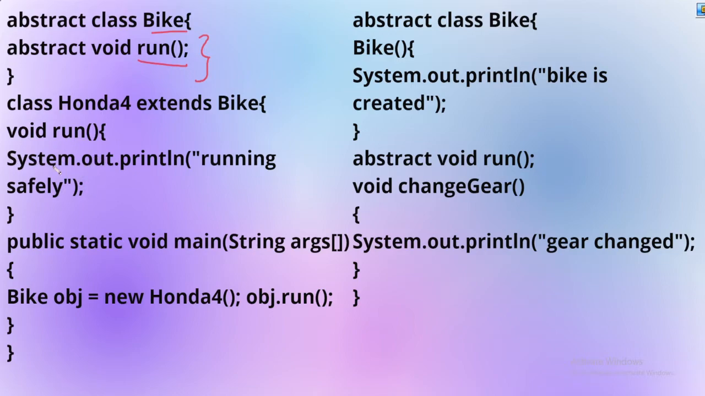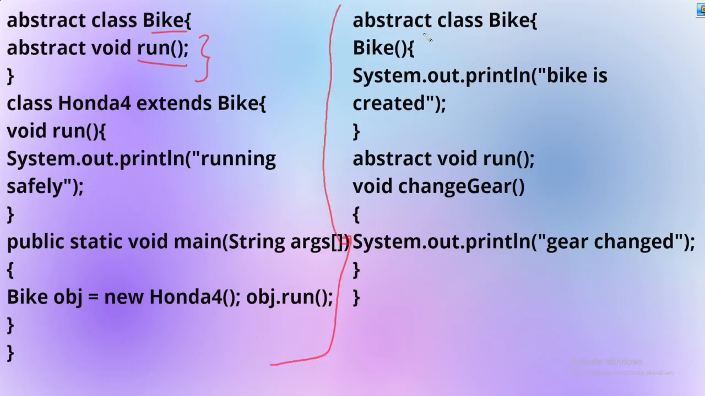So now the compiler will not get confused by this. Abstract class Bike, abstract void run, so you don't have any implementation. Class Honda extends Bike, void run, System.out.println running safely. After that, I have the main method: Bike obj equals new Honda, obj dot run. So this is what you are calling here. This is one program which we have seen.